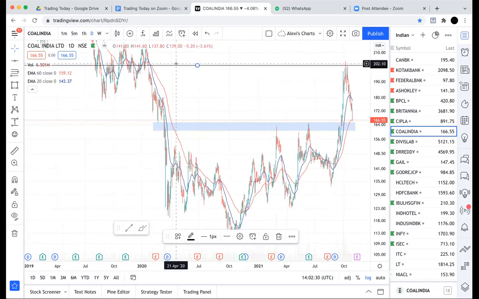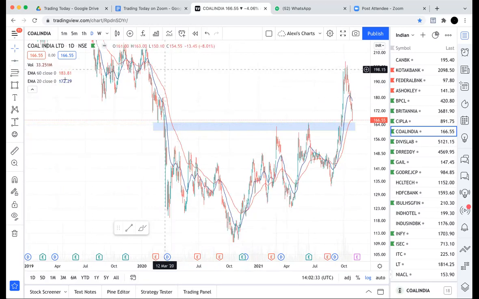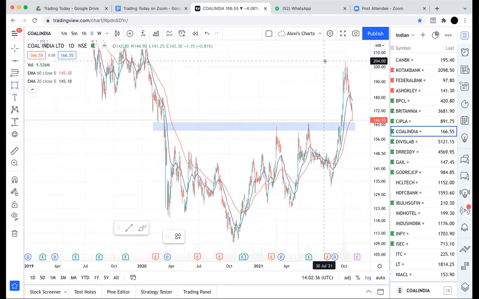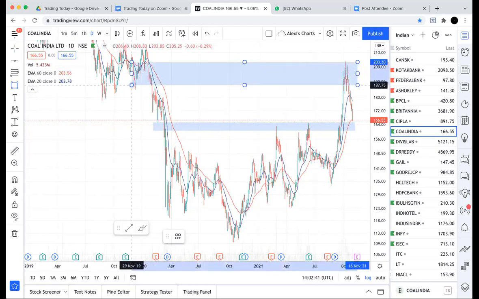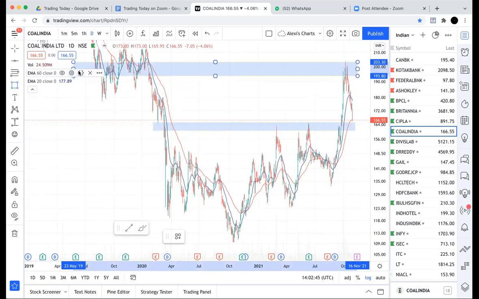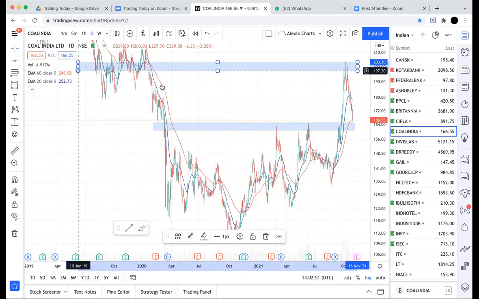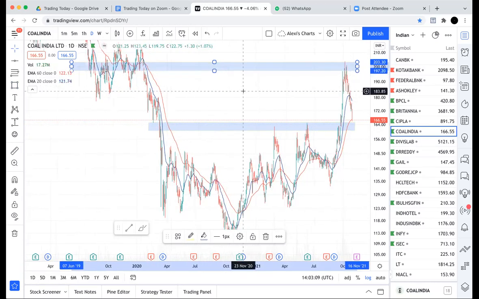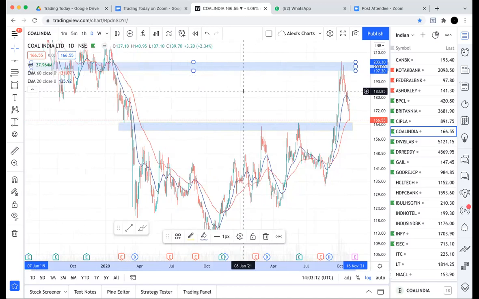Okay, so now I'll draw the other rectangular tool and I'll show you what it would look like if we draw that. There we go. Okay, if you look at it as an area, so there's a resistance here, it wouldn't go back up. There's a support here, support there. So there's once, twice, 4 times, 5 times. See that? Up to 5 times that resistance was respected.